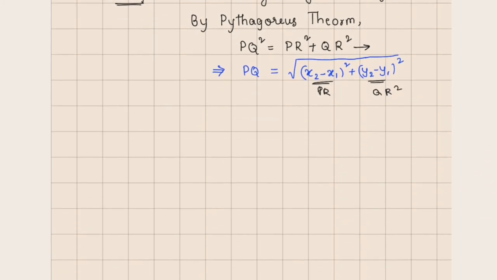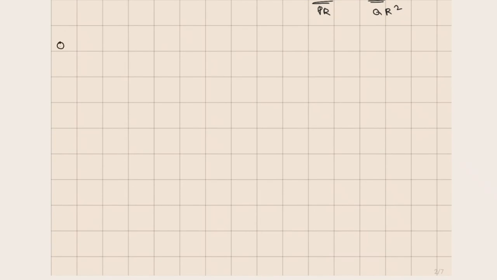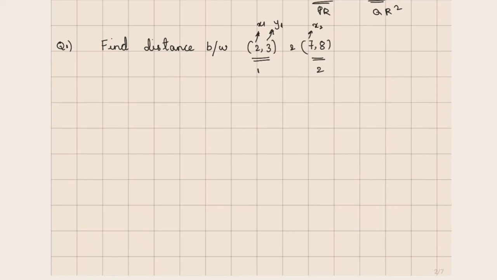Okay, next thing, the final thing you have learnt in the 10th standard. Okay, before that, let's solve a problem. Let's say a problem. Find distance between 2, 3 and 7, 8. So this is point 1 and this is point 2. Its x coordinate is 2. This is x1, this is y1, this is x2, this is y2.